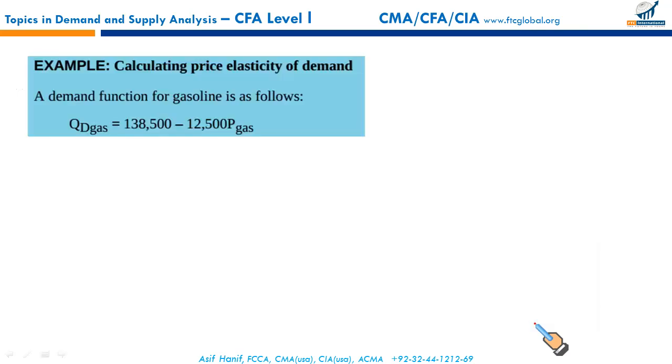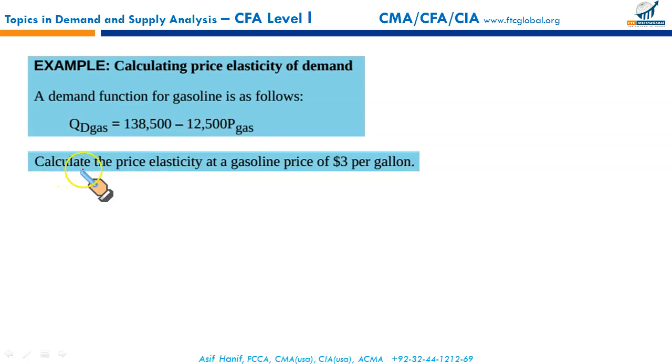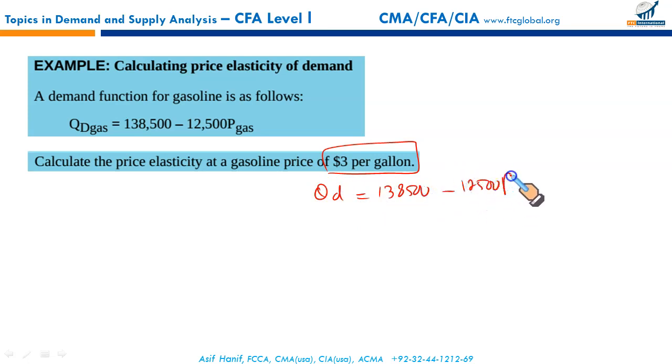Okay, now let's do a question. The question says a demand function for gasoline is given by: quantity demanded for gas is 138,500 minus 12,500 times the price of gas. So this is the demand function dependent upon the price of gas. Now we need to calculate the price elasticity at a gasoline price of 3 per gallon. Now what do we do? First of all, look at the function given. Let me write it in a simplified form: QD is equal to 138,500 minus 12,500 P.